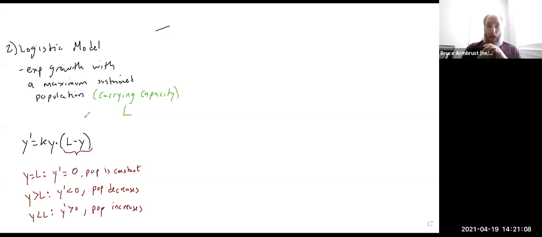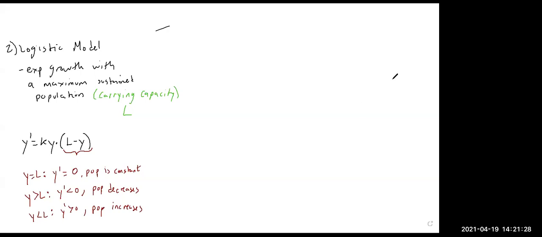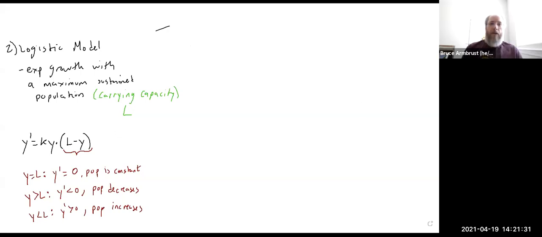If you were to distribute that out, you get a y squared. So we can't use linear methods. Is it separable? Hopefully you can see that it is separable. Because all you'd have to do to separate it, you could write it as y prime over y times L minus y equals k. So this guy is separable. It's going to require doing a partial fractions kind of thing, and we'll do this later.